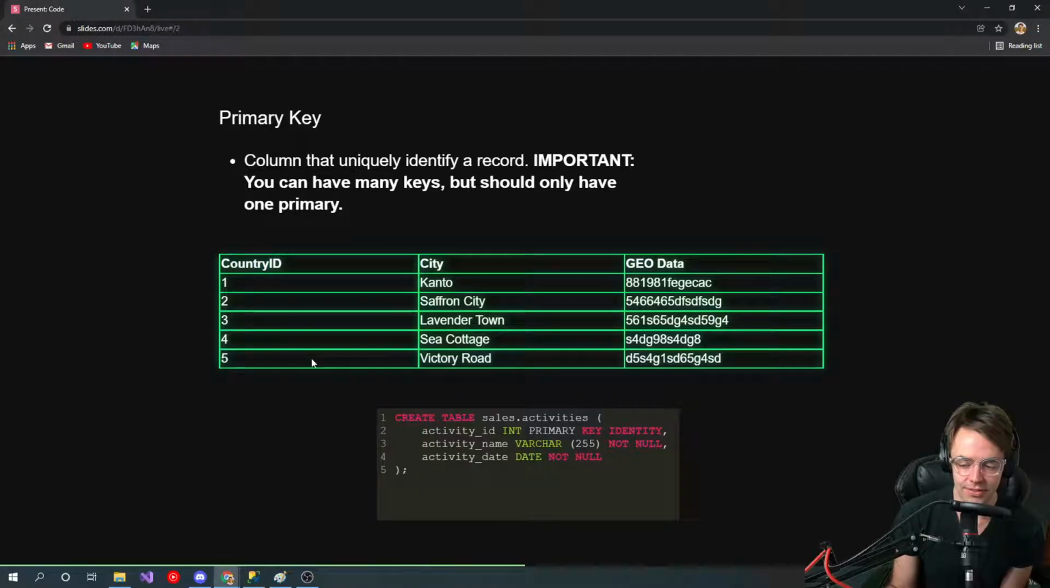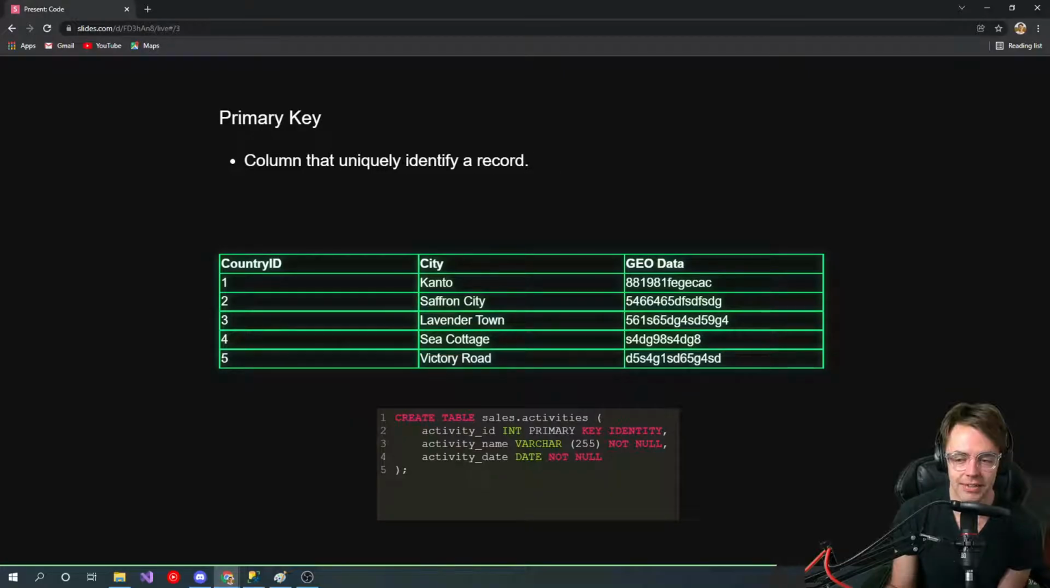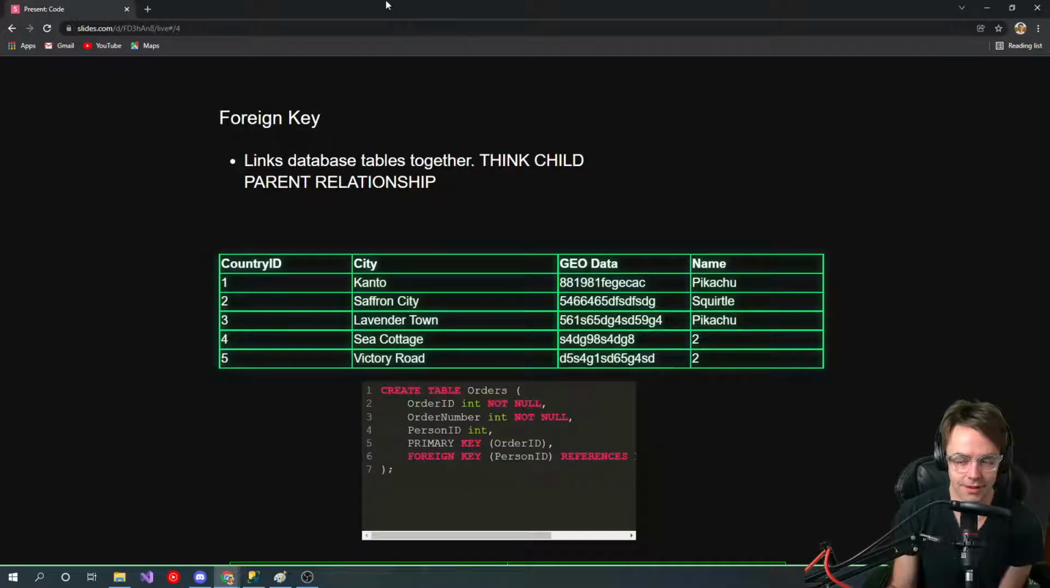If you want to check out one of my other videos, I've got a video on how to actually create the primary key foreign key relationships, but now we're just talking about them more in depth. So the next thing is the foreign key. The foreign key is a little bit more confusing, but think of the foreign key as almost like a piece of string that forms these relationships together.